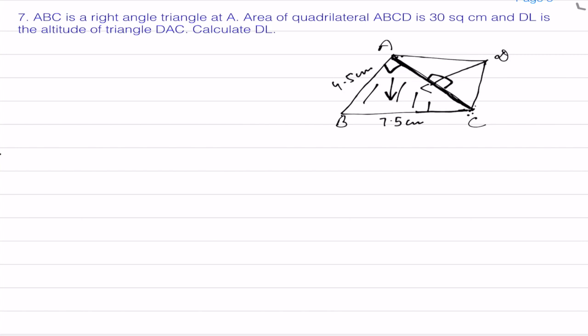ABCD is a quadrilateral with a right angle at point A, and area of this complete quadrilateral is 30 square centimeter, and DL is the altitude of the triangle DAC. Calculate the length of the DL.